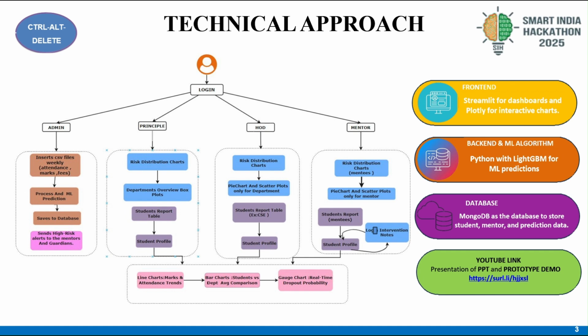feedback loop. We built this using a scalable and fully open source tech stack. For front end, we used Streamlit and Plotly for clean interactive dashboards, whereas for backend, we used Python with LightGBM for ML predictions. For database, we used MongoDB to efficiently store all the student, mentor, and prediction data.